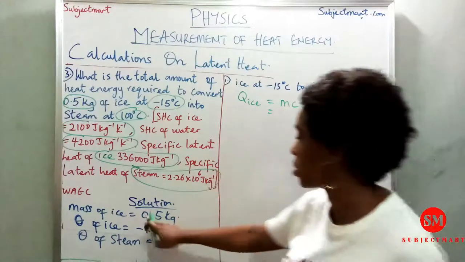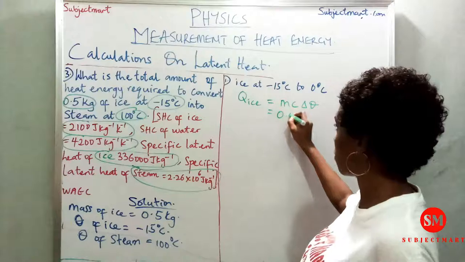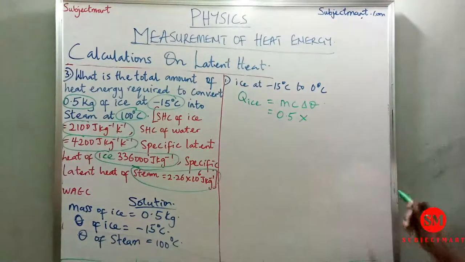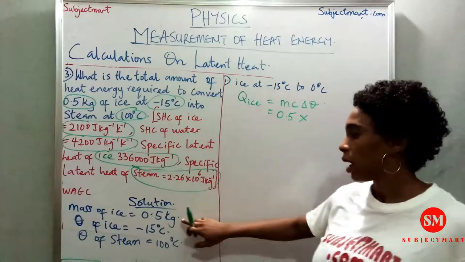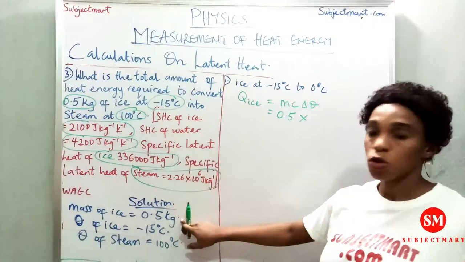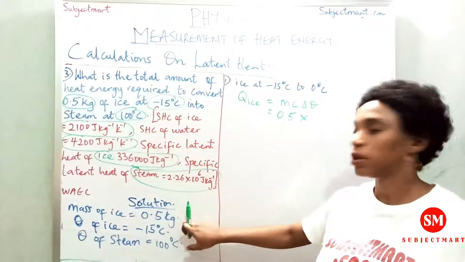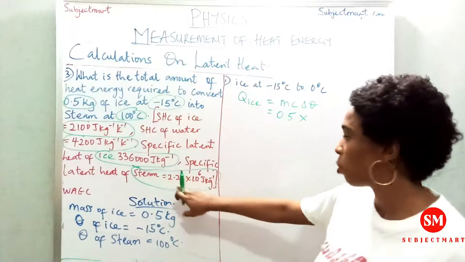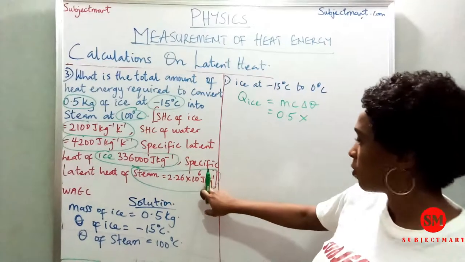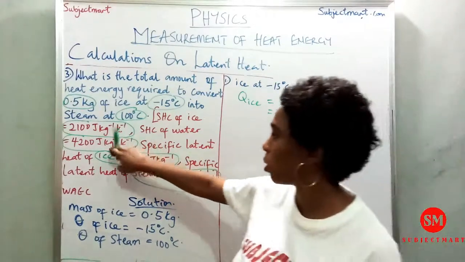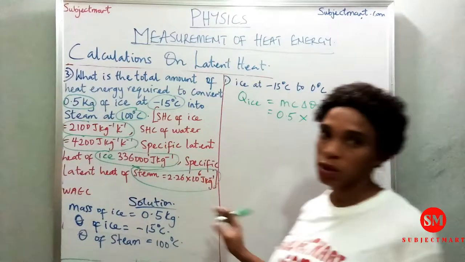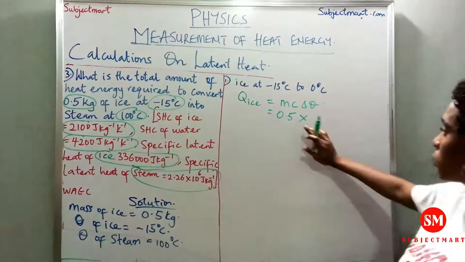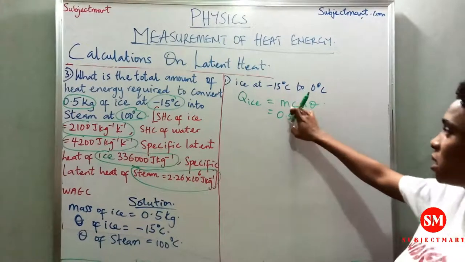The M is the mass of the ice, which is 0.5 kg. Before we move on, you'll find that I didn't bother to convert this kilogram to gram. I left it in kilogram, simply because all the units we are given are in kilogram. So that means I'm working in kilogram. There's no point converting. So I have 0.5 times C.